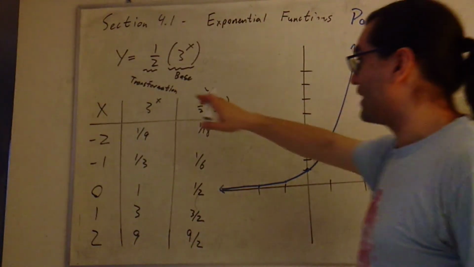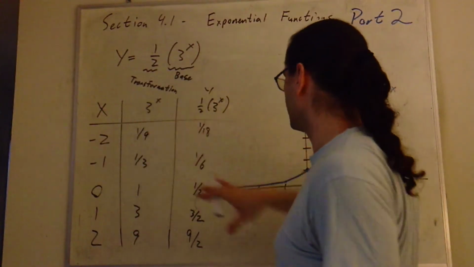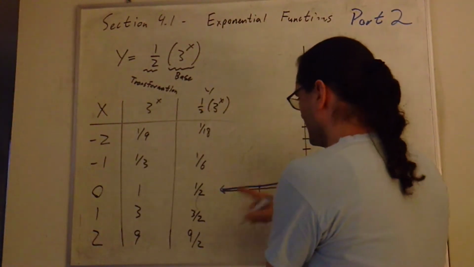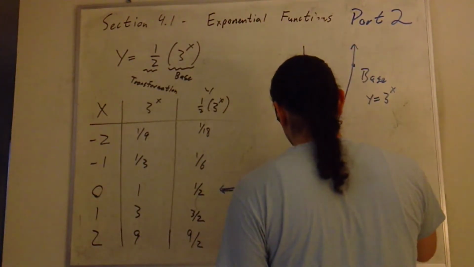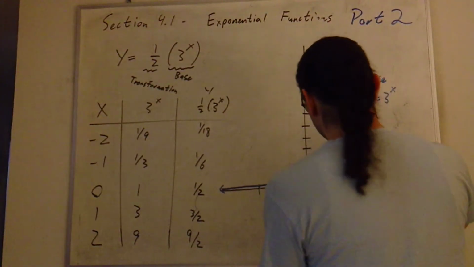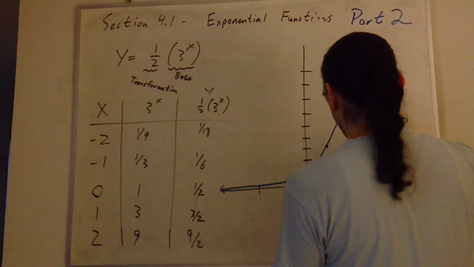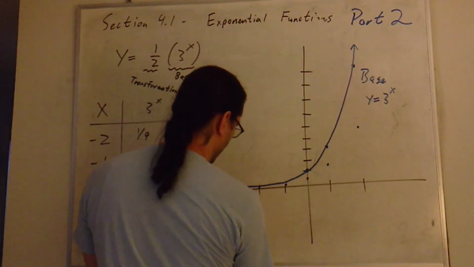So now I'm going to graph the transformed version of it on the same set of axes so we can see exactly what changed here. The transformed version isn't going to go through 0, 1, it's going to go through 0, 1/2. So it'll be down here. This one will be 3/2, this one will be 4/2. This will be 1/6, and this will be 1/18.